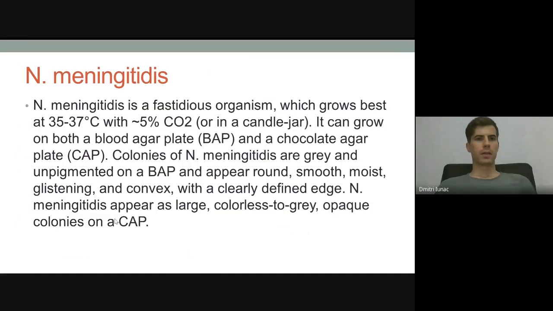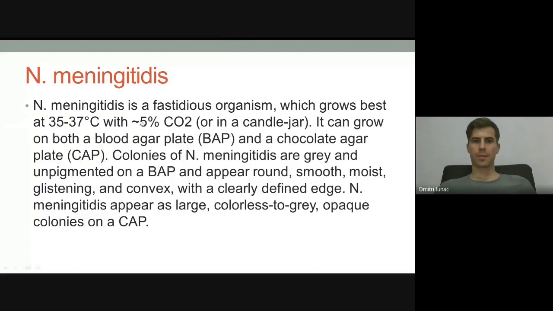Well, about Neisseria meningitidis, what do you need to know? That it is a fastidious microorganism, and the most comfortable temperature for a pathogen is 35 to 37 degrees. That is the best temperature for every pathogen which can produce a disease in humans. Just keep in mind that every pathogen which can produce a disease in humans has an optimal temperature between 35 and 37 degrees.